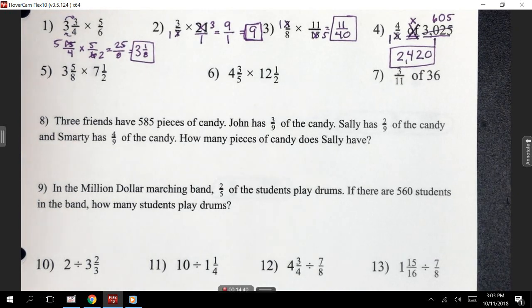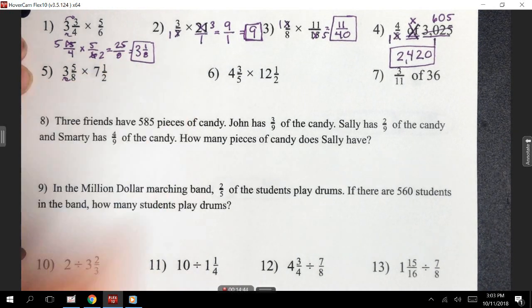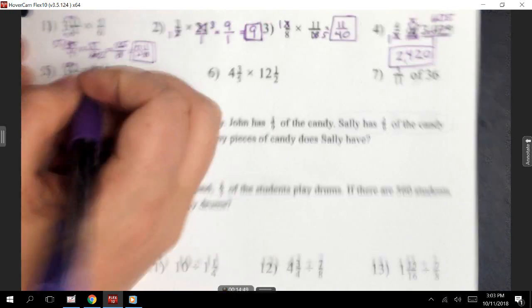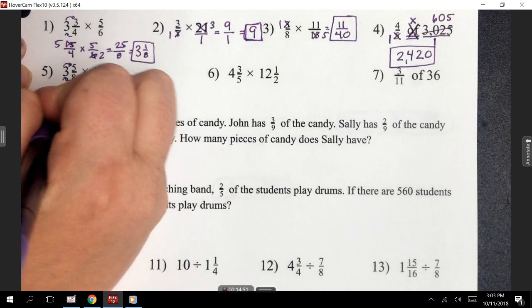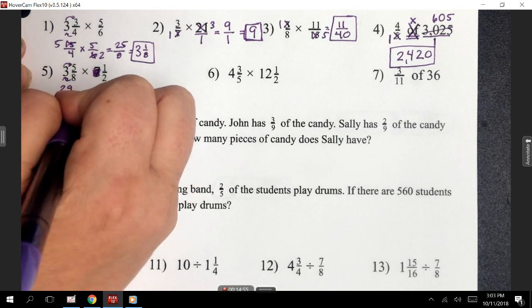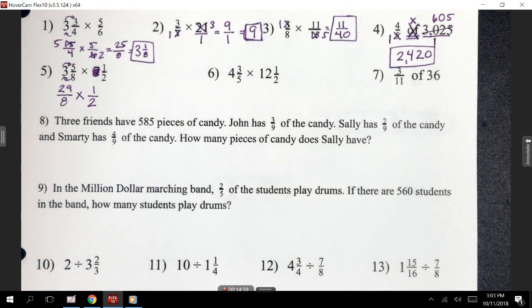All right, looking at number 5, we're going to do that backwards C. 8 times 3 is 24, plus 5 is 29 over 8. And I told y'all in class we could take that 7 out just to help me simplify this a little bit easier. So I'm going to just make that times 1/2. We took that 7 off in class.